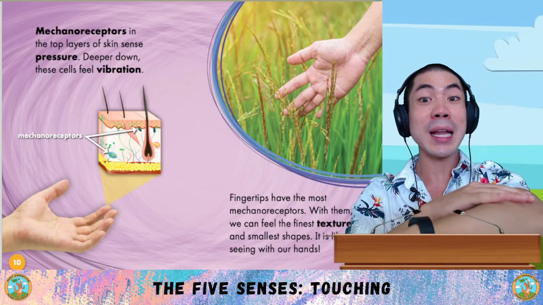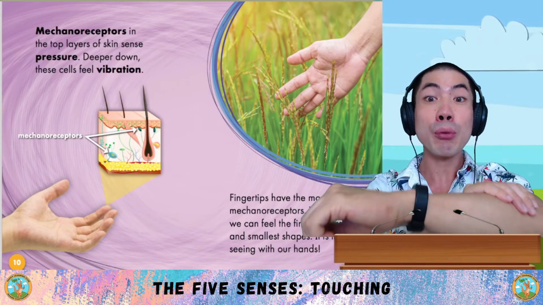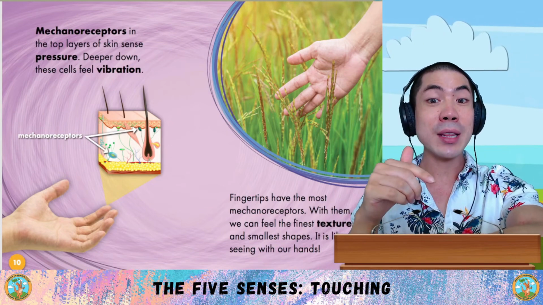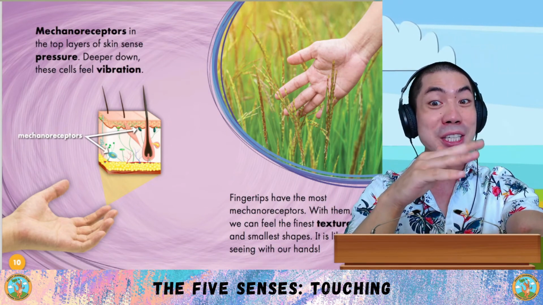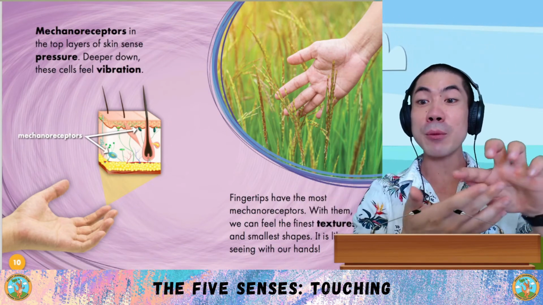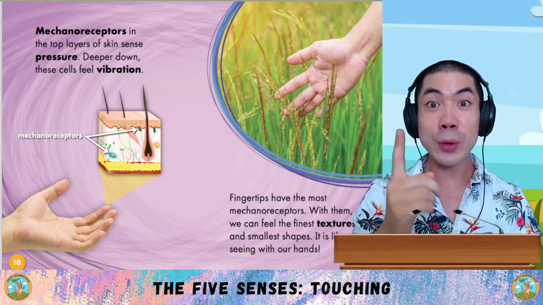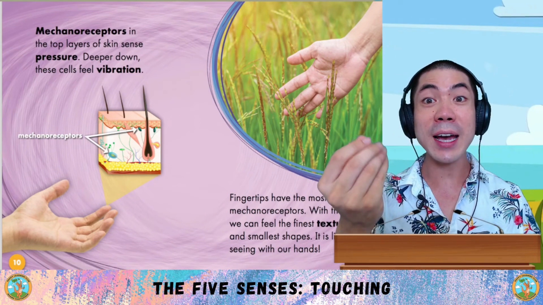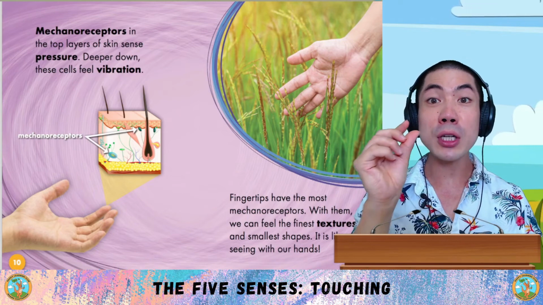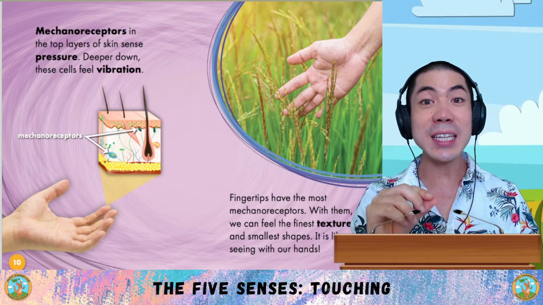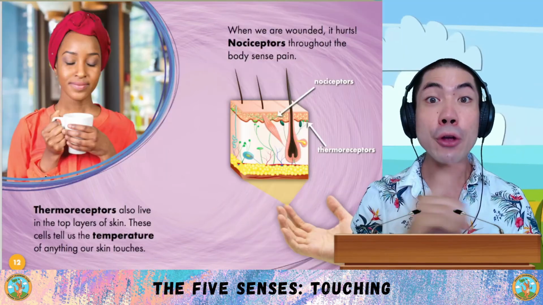Mechanoreceptors in the top layers of the skin sense pressure. Deeper down, these cells feel vibration. Fingertips have the most mechanoreceptors. With them, we can feel the finest textures and smallest shapes. It is like seeing with our hands.